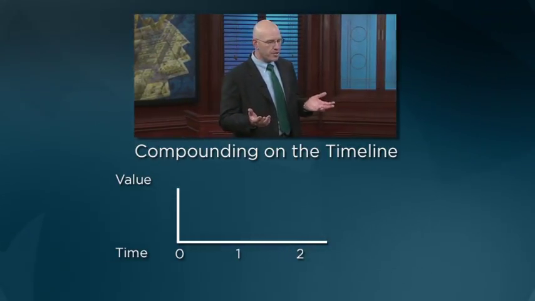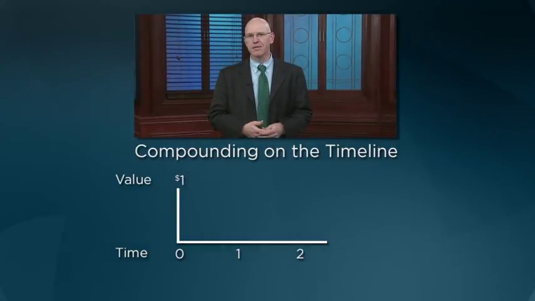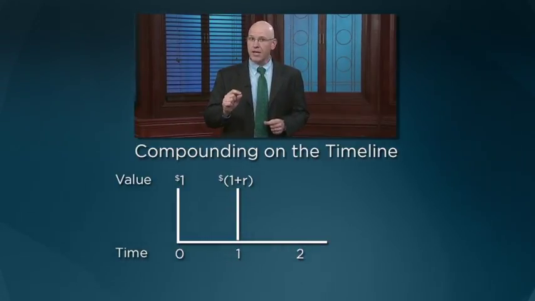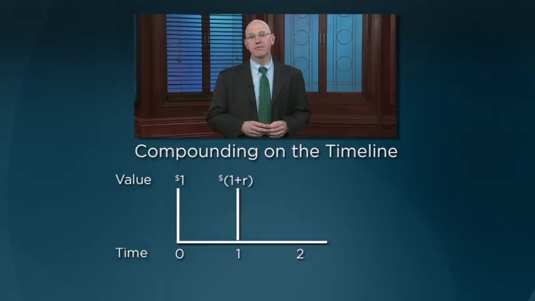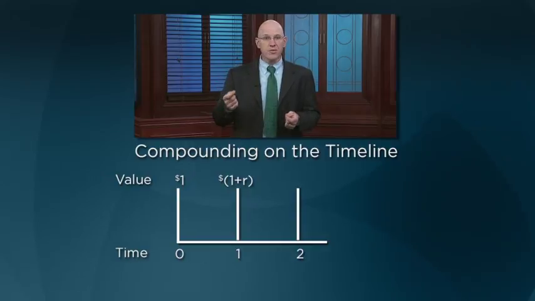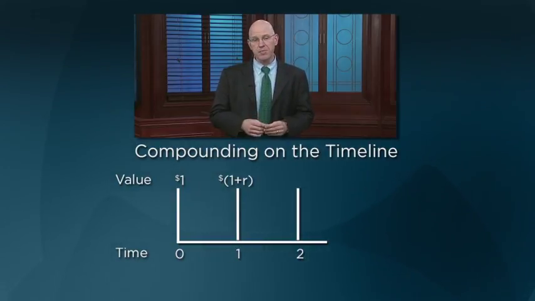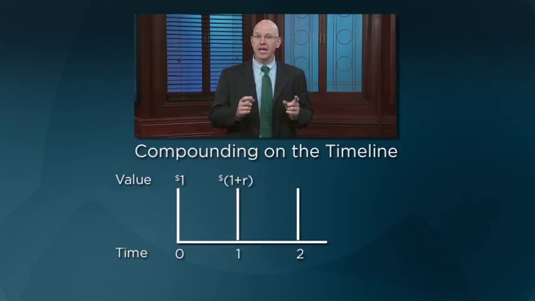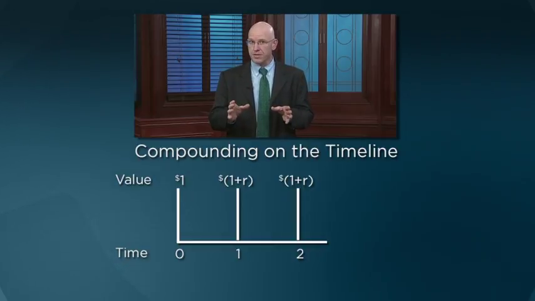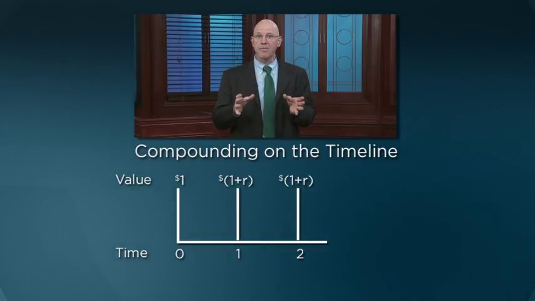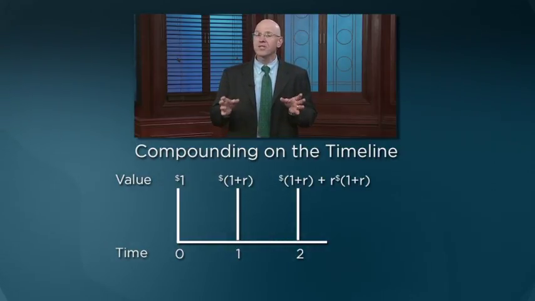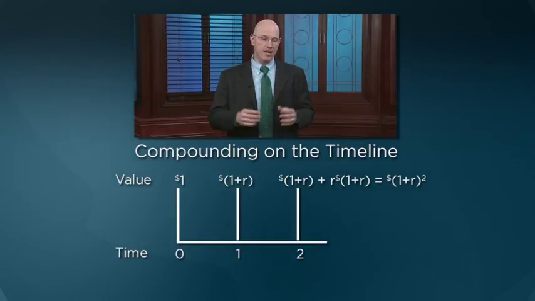To illustrate how compounding works, let's say you put $1 in a bank account today. Then, after one period, the account will be worth 1 plus R dollars, where R is the periodic rate of interest paid by the bank. If you leave the money in the account for another period, then the bank will pay you interest on the total amount in the account at the start of the period. So at the end of the second period, your account contains the money you started the period with, which again is 1 plus R dollars. But the bank also pays you interest on that amount, which is R times the quantity 1 plus R dollars. You can, of course, simplify that to the quantity 1 plus R squared dollars.